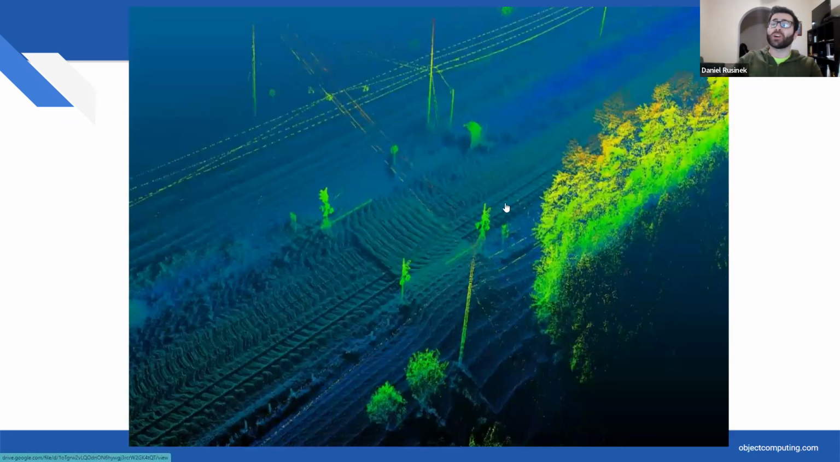Here's just an example of a crossing. You can see all the wires, you can see the trees.